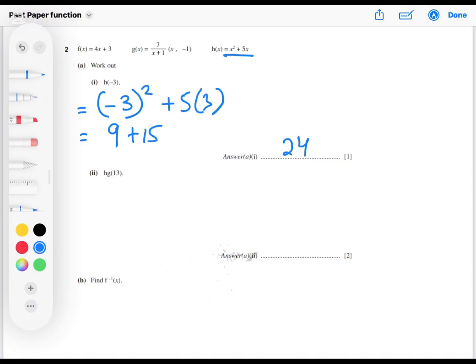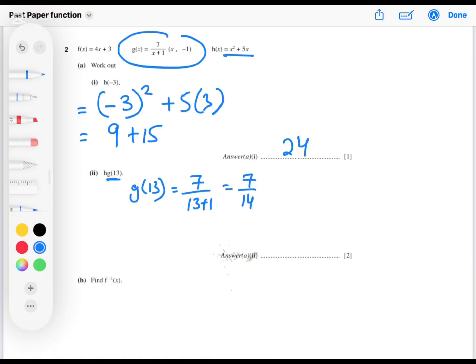That's it. Now the next part, again, h(g(13)). So first I will solve g(13). This is the function of g, so I will put 13 plus 1 over 13 plus 1. So this will become 7 over 14. 7 1s are 7, 7 2s are 14, so it is 1 over 2. So I got 1 over 2 when I solved g(13). This means that I can replace g(13) by 1 over 2. Now the question becomes h(1 over 2).